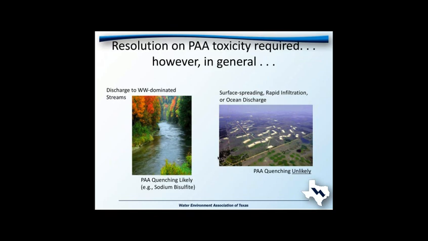So what this means is when you have discharge to a wastewater-dominated stream, you're going to likely want to quench your PAA, and you can do that typically like you do with chlorine. You can quench it with sodium bisulfite, for instance. So in cases where you are discharging to a wastewater-dominated stream, where you're going to have high concentrations of wastewater in that stream, for instance, higher than 31% perhaps, we're going to need to see some quenching of that PAA to make sure we have little to no toxicity impact on that receiving water body. If you're going to be surface spreading or infiltrating the water, the need to quench PAA will be less likely.